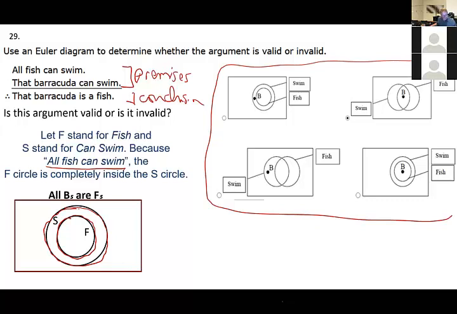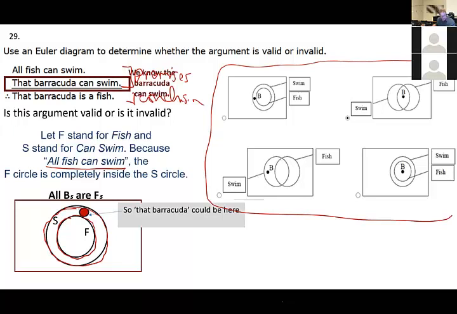And then it says that barracuda, that particular barracuda. So you've got a barracuda you're looking at. You're pointing at this barracuda. You're saying that barracuda can swim. So I'm going to put a dot to represent that barracuda. Well, if that barracuda can swim, all we know is that the barracuda is inside the swim circle. Now, you may know from studying fish or from being a fisherman that a barracuda is a fish, and you say, well, that dot has to be in the fish circle. But the premise doesn't say that.